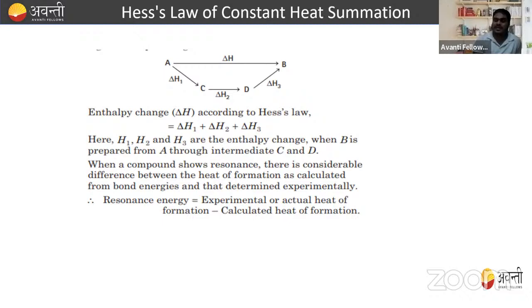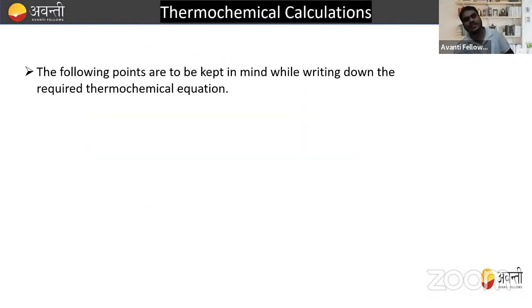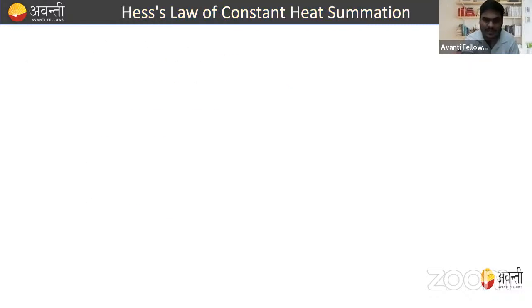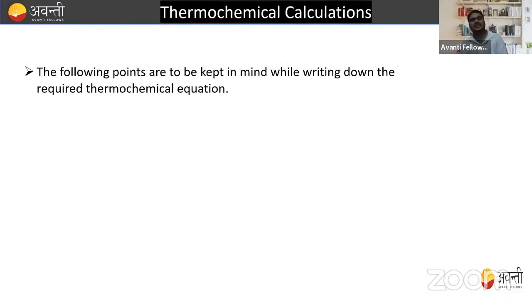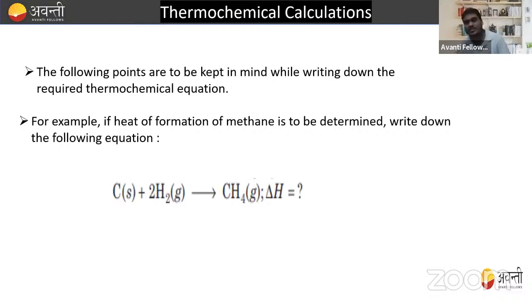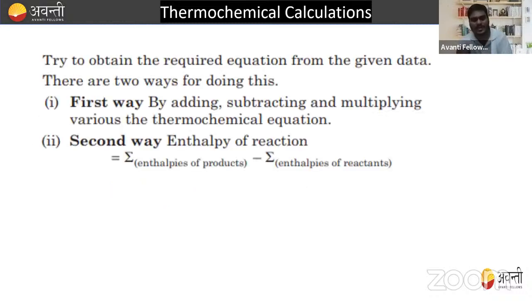Resonance energy is nothing but the experimental or actual heat of formation minus the calculated heat of formation. So what is a thermochemical equation basically? The following points are kept in mind while writing the required thermochemical equation. The first is, if the heat of formation of methane is to be determined, write down the following equation. First of all, you should write the chemical equation, which must be balanced. This is the first criterion for writing the thermochemical equation. So try to obtain the required equation from the given data.